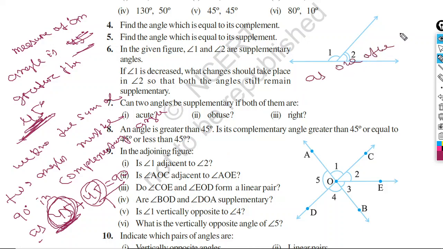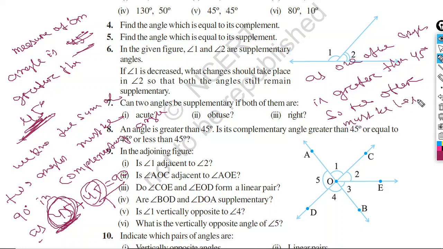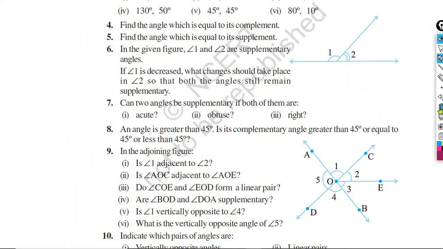As one of the angles is greater than 45 degrees, the other angle, or second, must be less than 45 degrees. Okay, one is greater means one will be less. So this is the solution. Now question number 9 we will discuss.